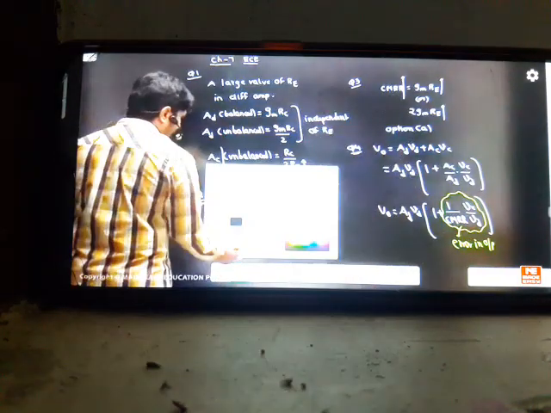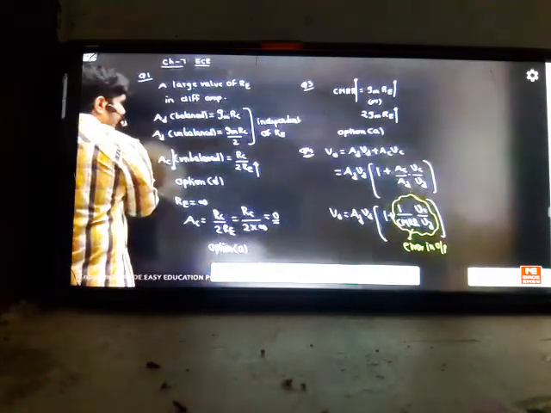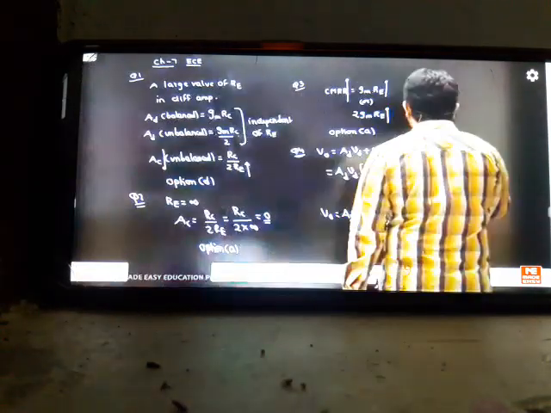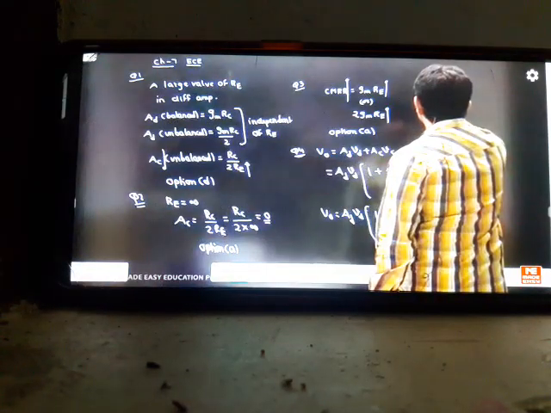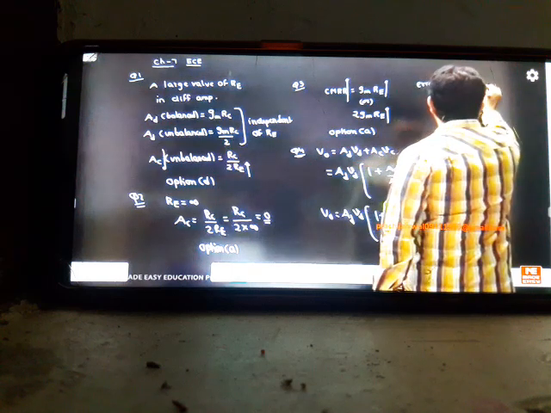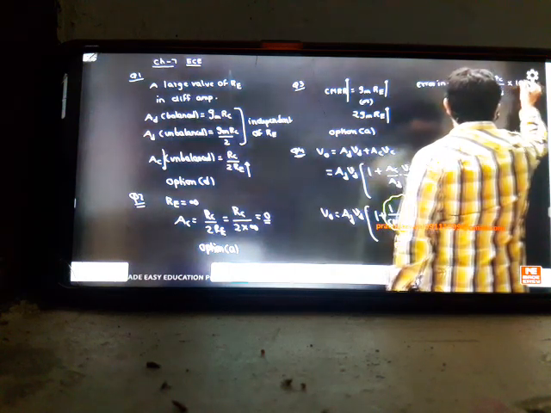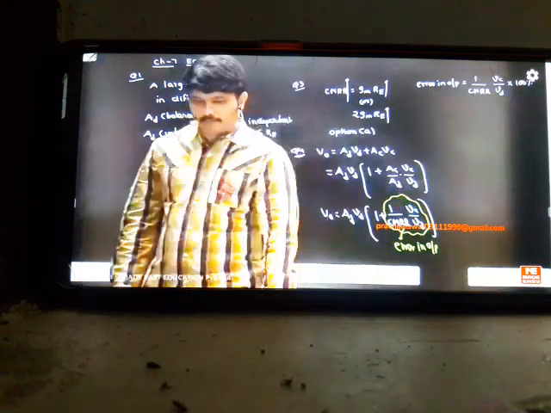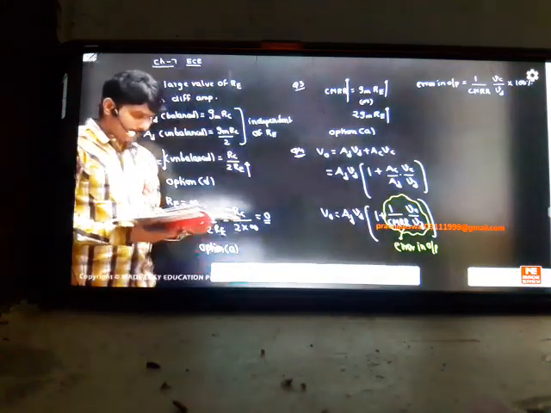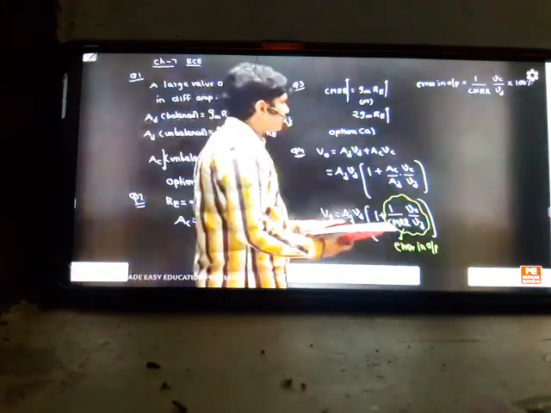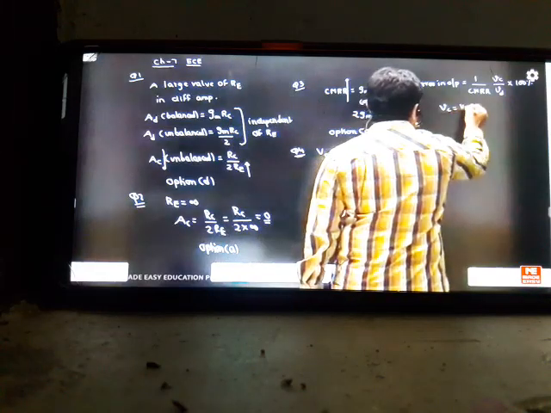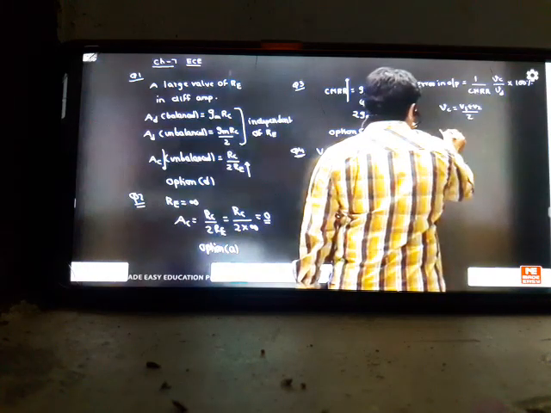Just calculate the answer, how much it is. That will solve your problem. Error in output will be equal to 1 by CMRR into VC divided by VD, into 100%. Because he's asking in percentages, you just multiply with 100%. 1 by CMRR he has given by himself. But what are VC and VD? VC you can calculate as V1 plus V2 by 2, and VD you can calculate as V1 minus V2.